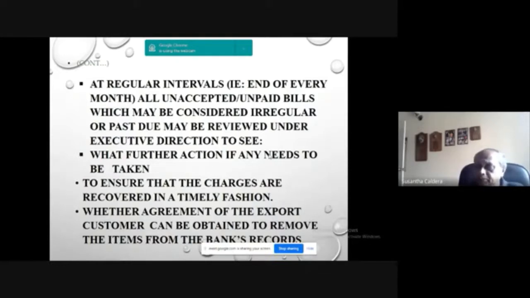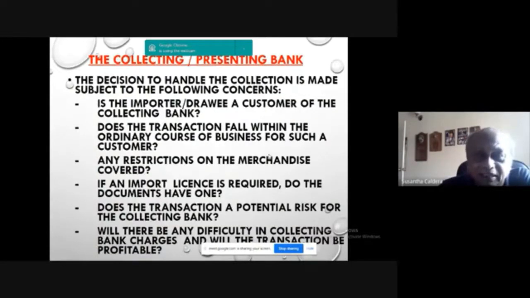These collection items, you have to do a regular supervision on a monthly basis. You have to see every month end, you have to get the unaccepted, unpaid bills, right? Then you have to ask the customer what action we can take, right?